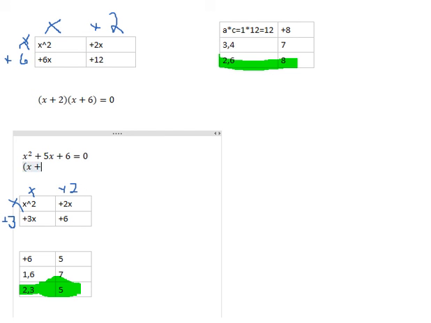Okay, so x plus 2, x plus 3 equals 0, which means that x is negative 2 or x is negative 3. All right, I think that's a pretty good example. Let's do one more, and then I will wrap this video up.